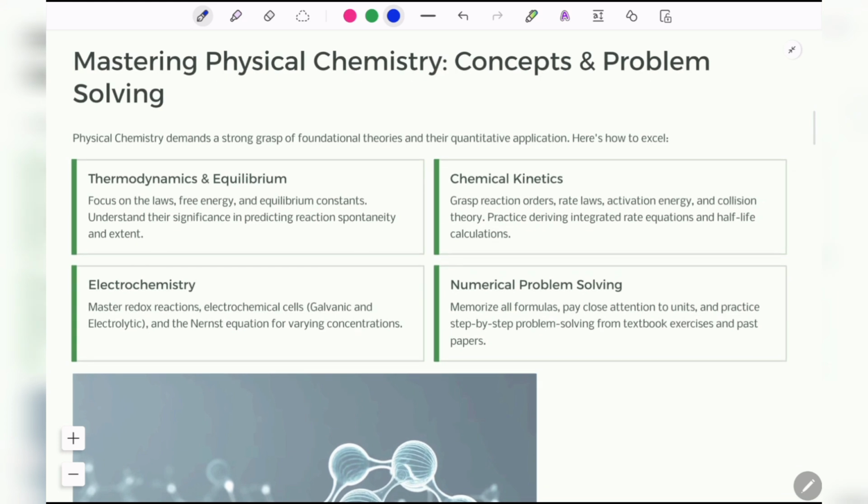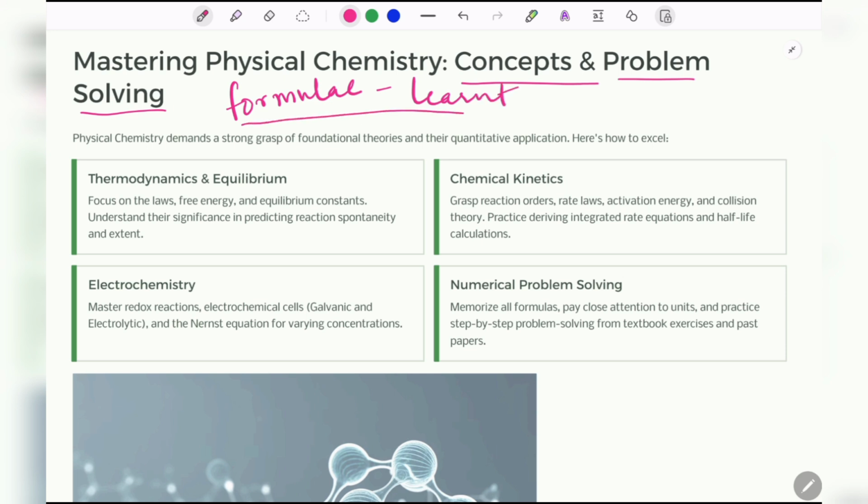Let's come to physical chemistry, how you are going to master this. So for this you need to have the concepts clear, and the problem solving approach has to be there. So here, of course, all the formulae have to be learnt. You can make a chart of formulae and put it up on your study table so that you revise it. So physical chemistry demands a strong foundation of good theories and also their application. So you have to practice that.